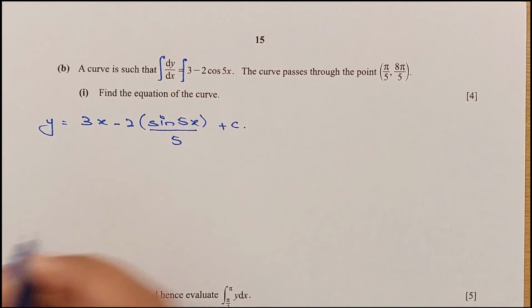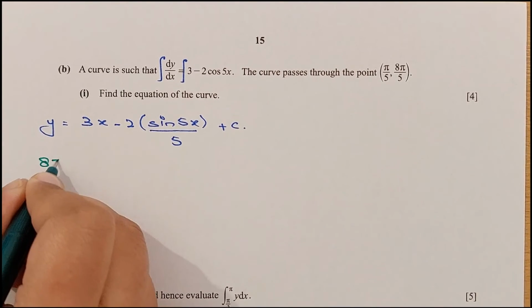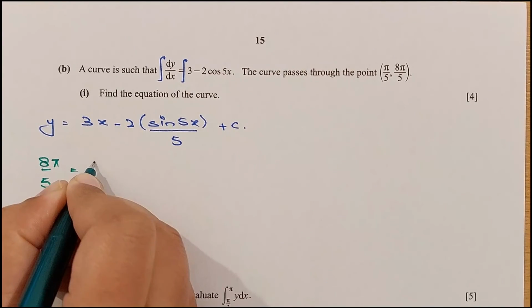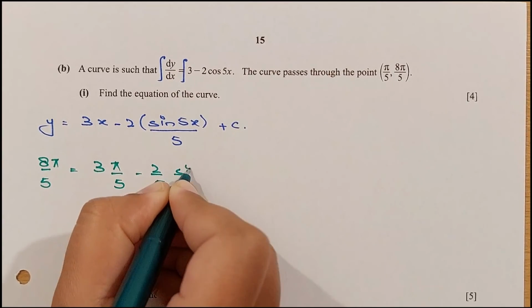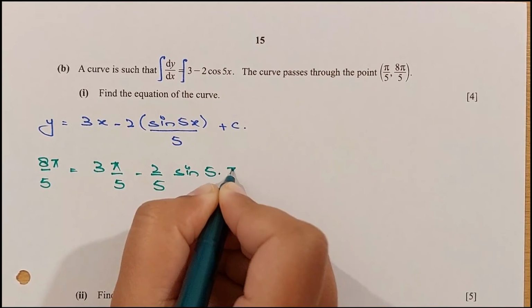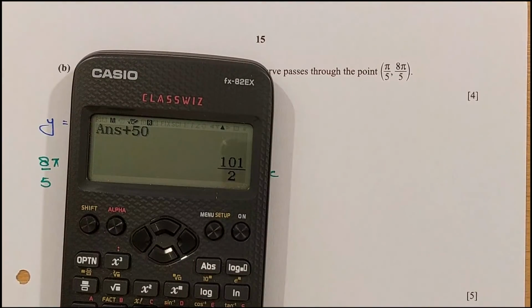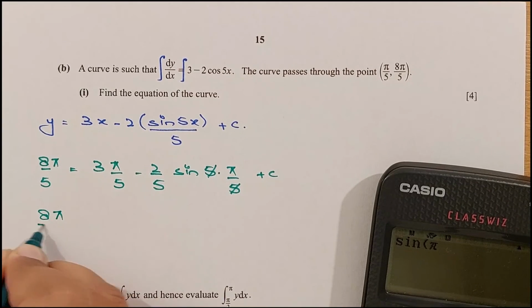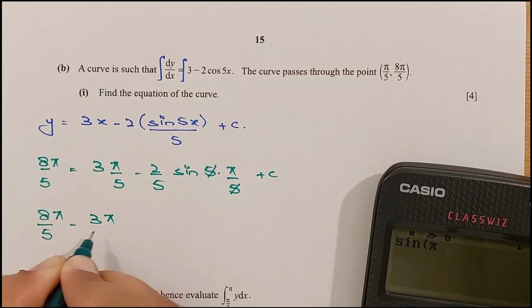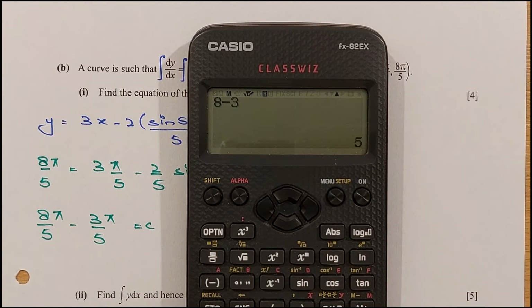To get the value for c, we have to use this condition, right? So y is 8pi/5. This equals 3pi/5 minus 2/5 sin(5 times pi/5) plus c. So we can cancel 5 with 5, and sin pi is 0. Yes, sin pi equals 0. So the value of c is 8pi/5 minus 3pi/5. This is your c. Okay, so 8 minus 3 is 5pi/5, which is just pi.